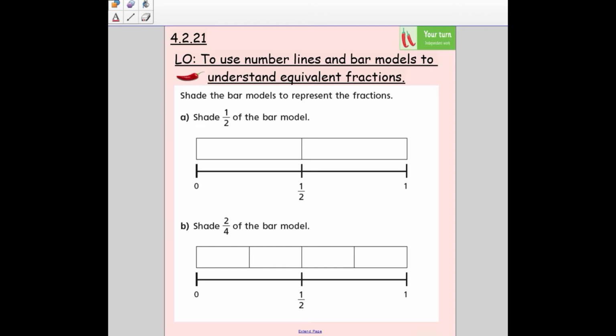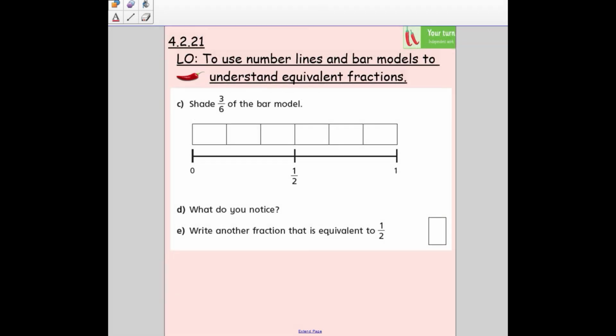This question is suitable for chilli 1. It says shade the bar models to represent the fractions. For A, shade 1/2 of the bar model, and for B, shade 2/4 of the bar model. Pause the video and have a go now. Then can you shade 3/6 of the bar model? What do you notice with all 3 of those bar models? Can you write another fraction that is equivalent to half? Pause the video and have a go now.